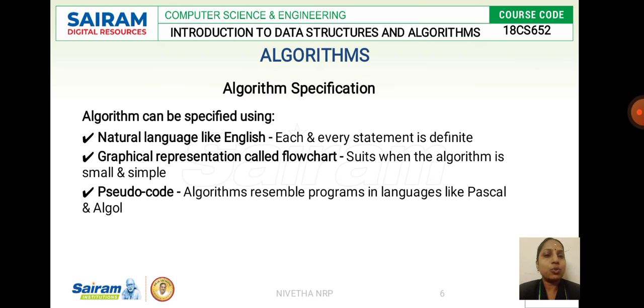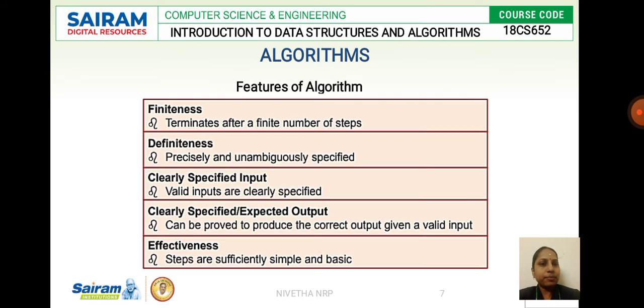The second is the graphical representation, and usually we follow a flow chart to represent the algorithm in a graphical manner. The third one is pseudocode, which uses some keywords. It is neither a high level language nor a low level language. It is a combination of both the high level languages and the low level language. We use a few terms to represent the algorithm in a step-by-step sequence.